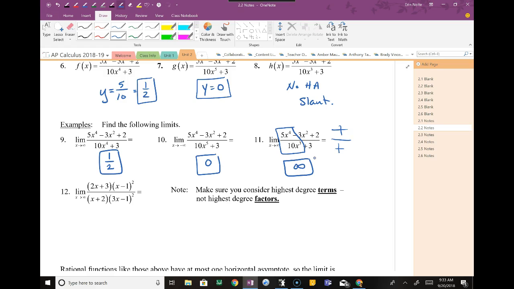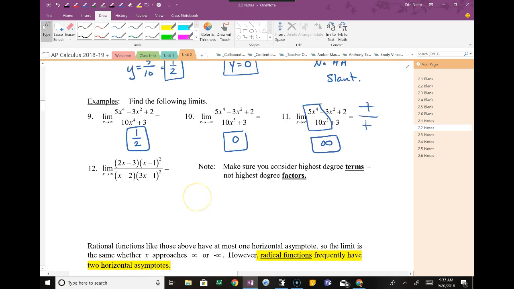Well, it has a positive slope. So you can actually find the equation of the slant asymptote by doing long division. Yeah, exactly.